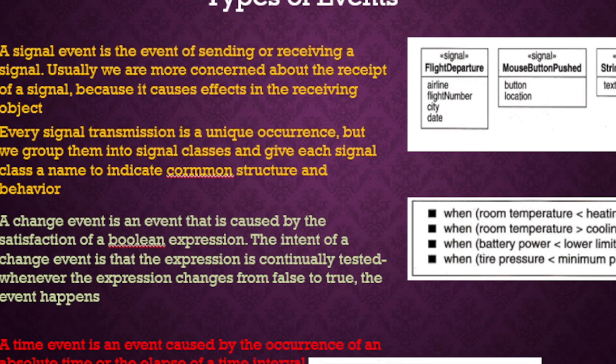The third important type of event is a temporal event, also called a time-based event. A time-based event is an event caused by the occurrence of an absolute time or the elapse of a time interval. For example, we have various transactions, and at 2 p.m. whatever transactions we have, we execute or update those transactions.